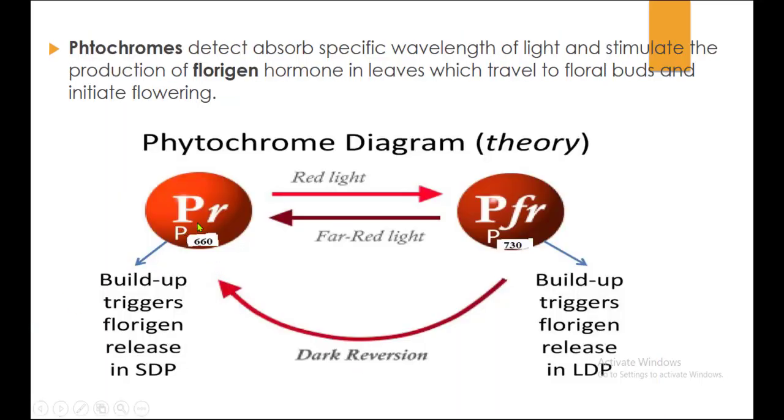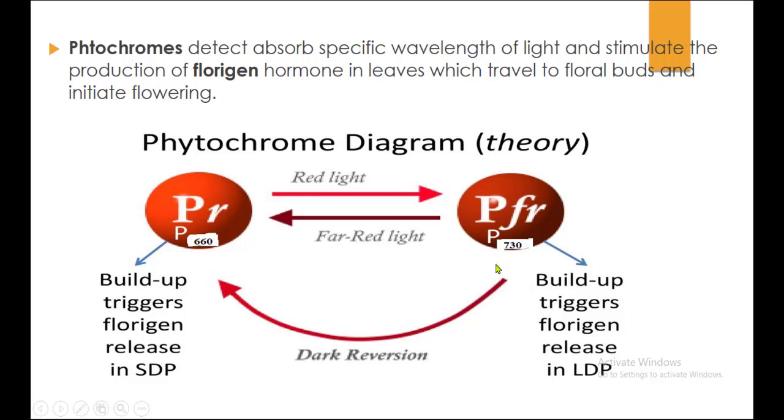See, during the day, red light is more available, so P660 is converted into P730 and it is accumulated in the plants. During night time, if the night period is greater, if the dark period is greater, the maximum of the P730 will be converted into phytochrome 660.